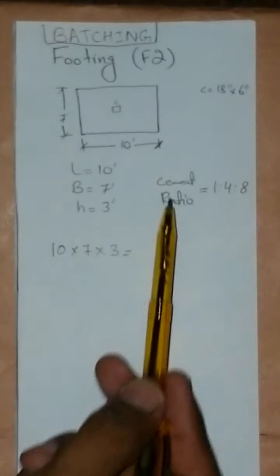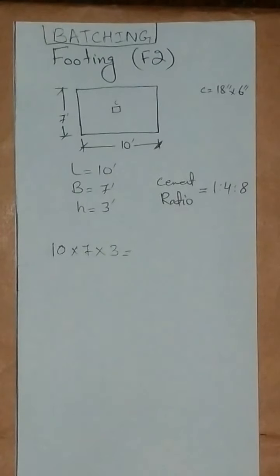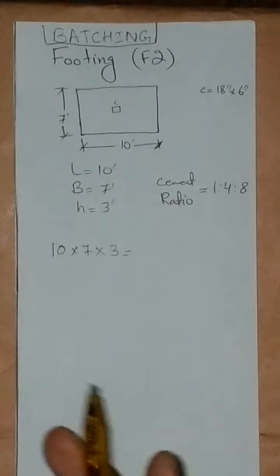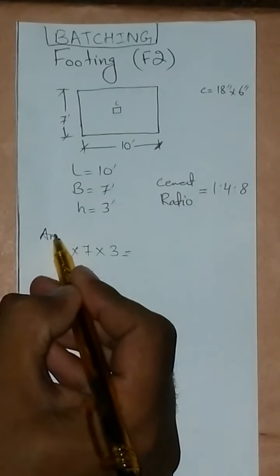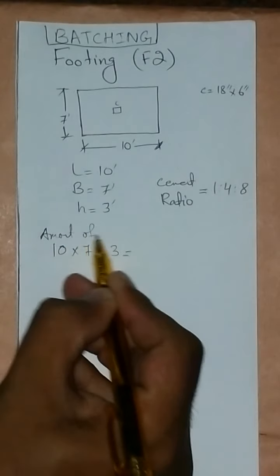Now here we have the cement ratio of 1:4:8. For example, it can be 1:2:4, it can be 1.5:3 or any other cement concrete ratio. Here, only for example purposes, we are taking 1:4:8.